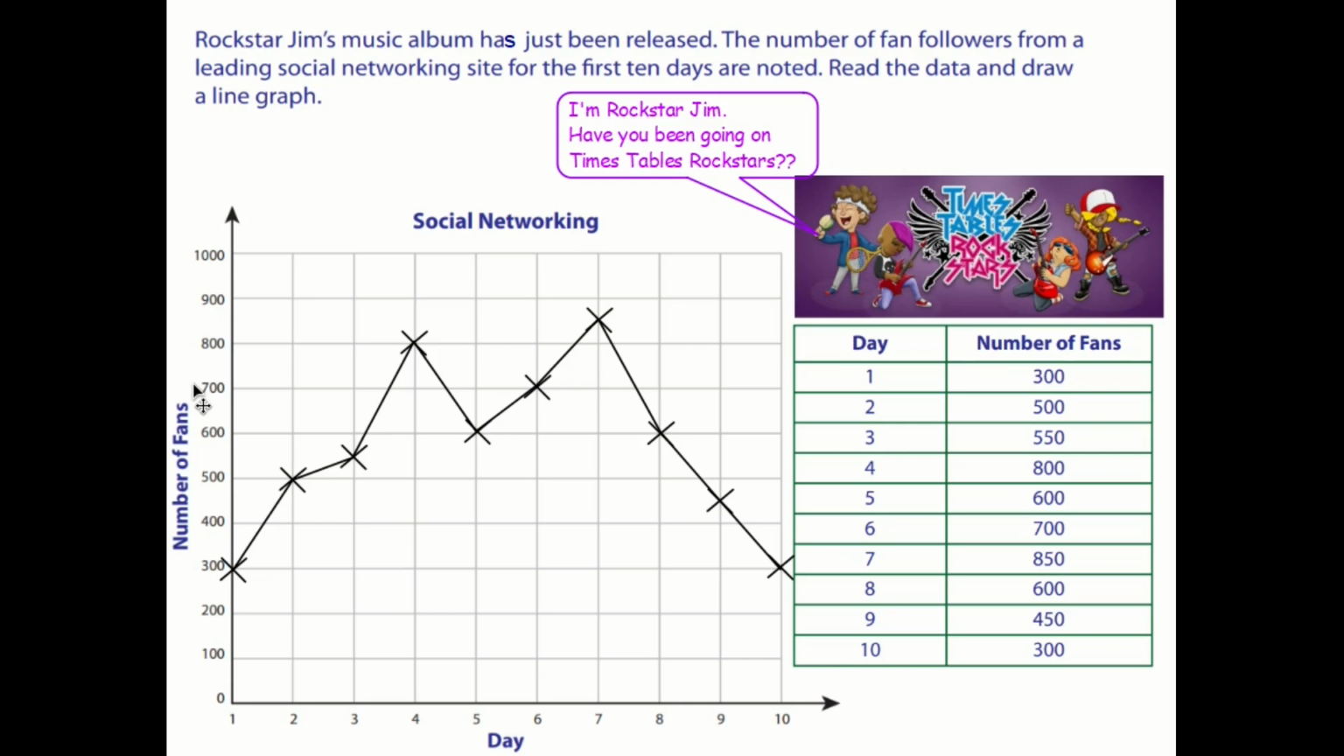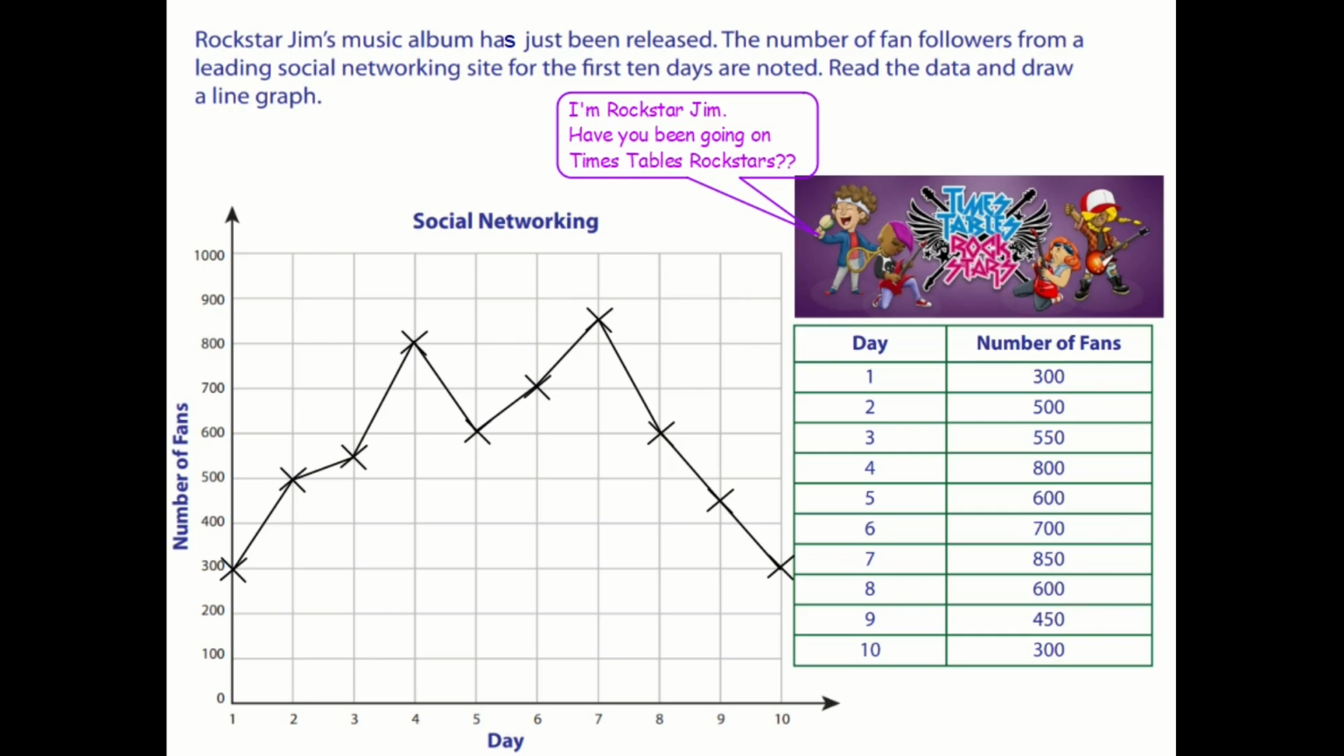Now that's just plotting one aspect of data. Here we've just got number of fans, but now we're going to have a look at what happens if we've got two lots of data going on at the same time. Data, remember, just means numbers. So it could be number of fans as it is here. It could be numbers of children in different year groups at school, or how the numbers of children in year 6 vary from year to year. It could be something like that.